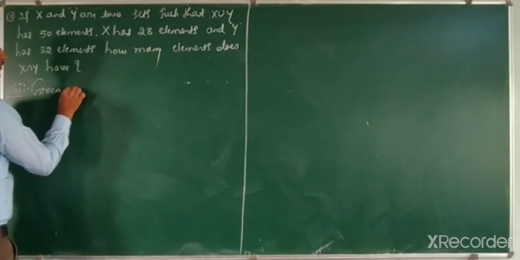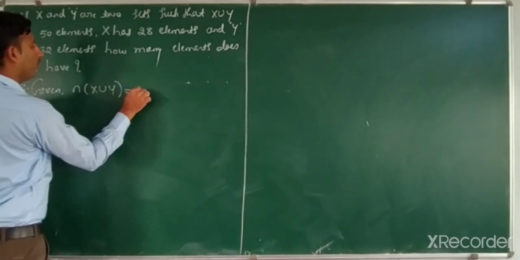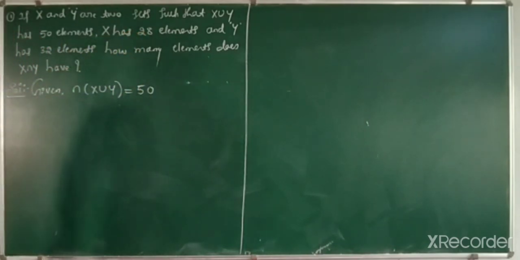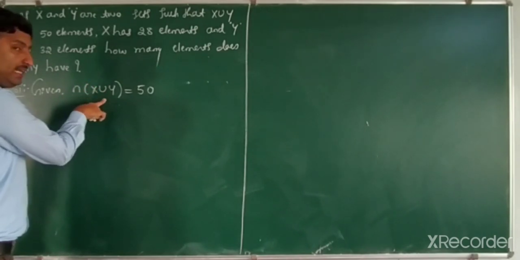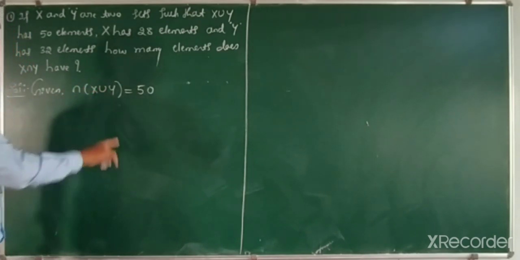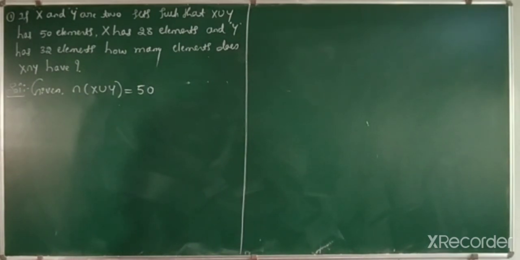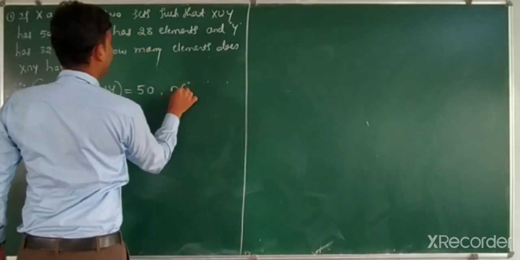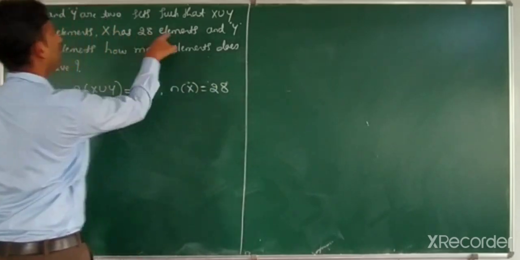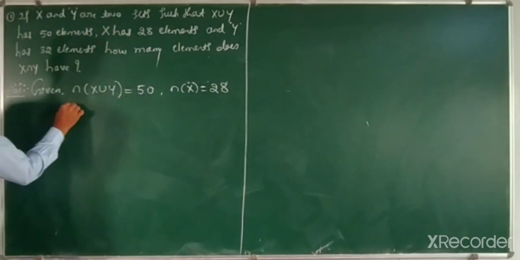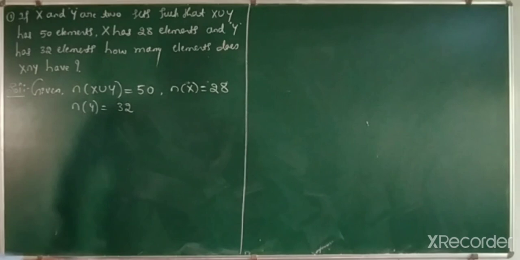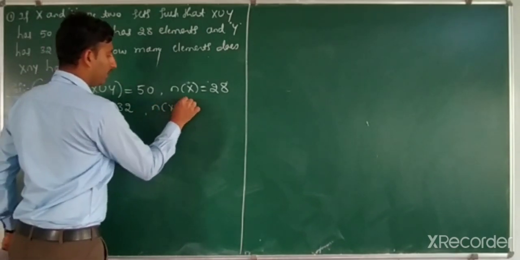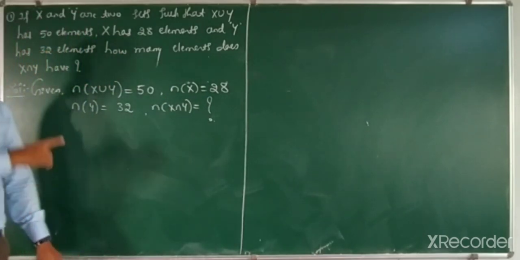Given: N of X union Y is equal to 50. Correct? X union Y has 50 elements, means N of X union Y. N means number of elements present in X union Y. Number of elements present in a set is nothing but the cardinality of a set. N of X is 28 elements. N of Y is equal to 32 elements. How many elements does X intersection Y have? N of X intersection Y, there is a question mark. That value we have to find out.